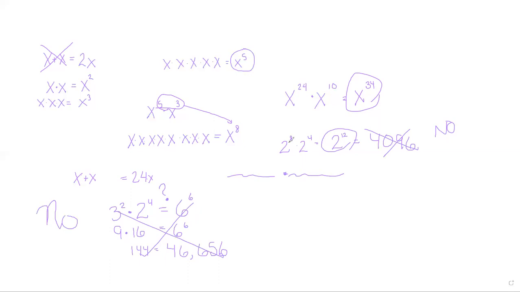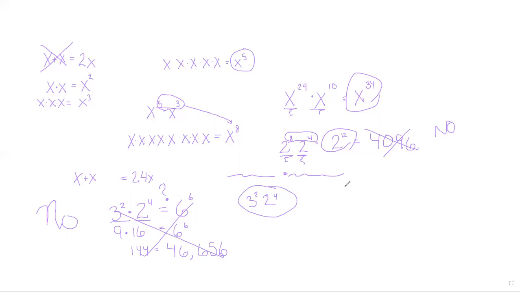You can only add the numbers on the exponents if the bases are the same. 2 is the same as 2. X is the same as X. 3 is not the same as 2. So what do you get if you have 3 squared times 2 to the 4th? What does that equal? I mean, how do we simplify that? Guess what? We don't. It's simplified. We circle that and we go on with our lives.